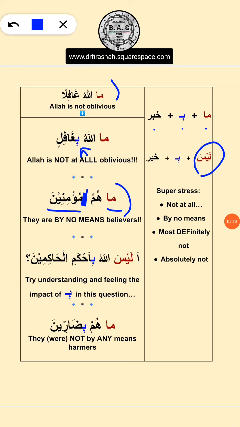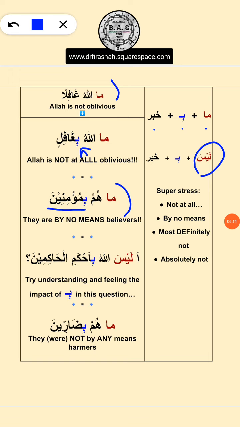But remember how we studied in section A that the nasab and jar forms of certain plurals and all these suffixes are the same. So if we add this bi again, because we want to add stress, this bi mu'minina is actually jar. The mu'minina with bi is jar. But mahum mu'minina would be nasab. Why? Because there is nothing to make it jar, but here we have something to make it jar, so mahum bi mu'minina.